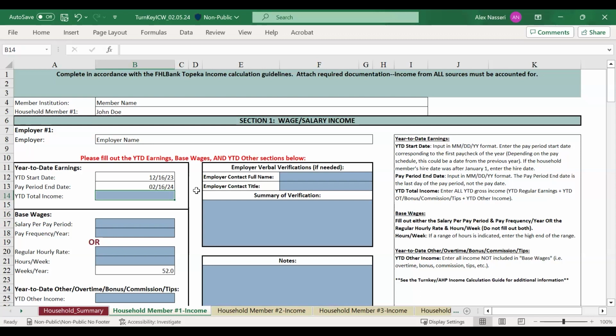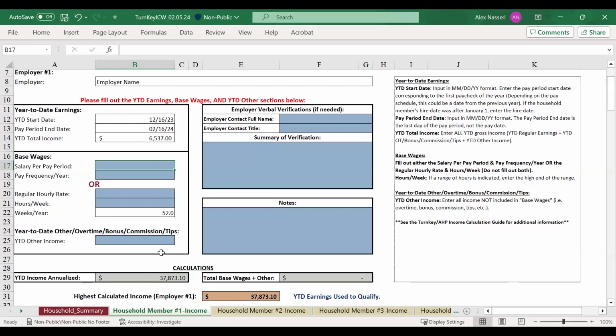For year-to-date total income, enter all year-to-date gross income as of the pay period end date. Do not deduct any types of earnings from this amount. If you are using a W-2, enter the highest gross wage shown on the W-2. Once this section is completed, you will see that the annualized amount for year-to-date income is calculated below.